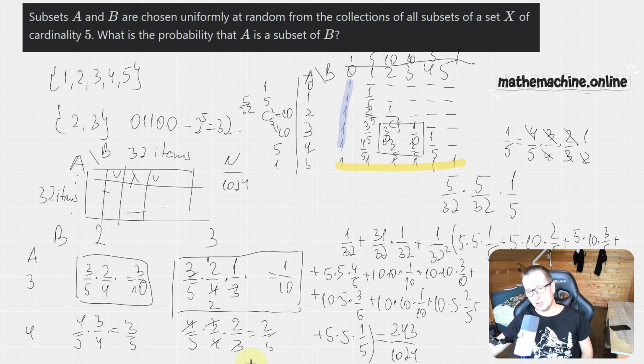I just factor out 32 squared. And then I add it all together by all elements. And it becomes 243 over 1024. And this is the answer. Not exactly the best, the most elegant solution, but this one works and gives precise answers.